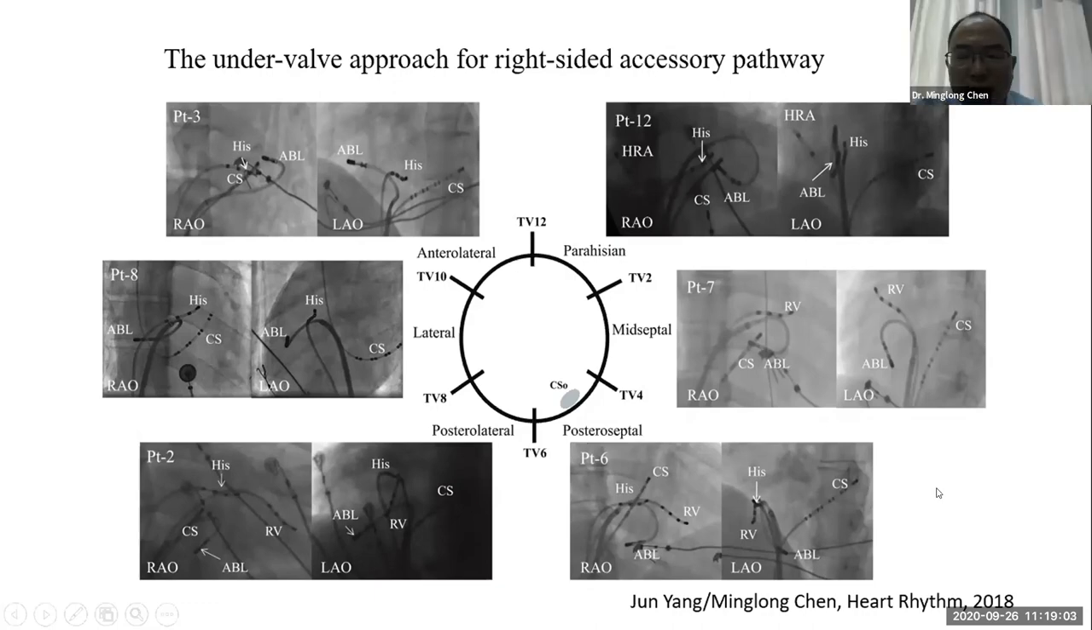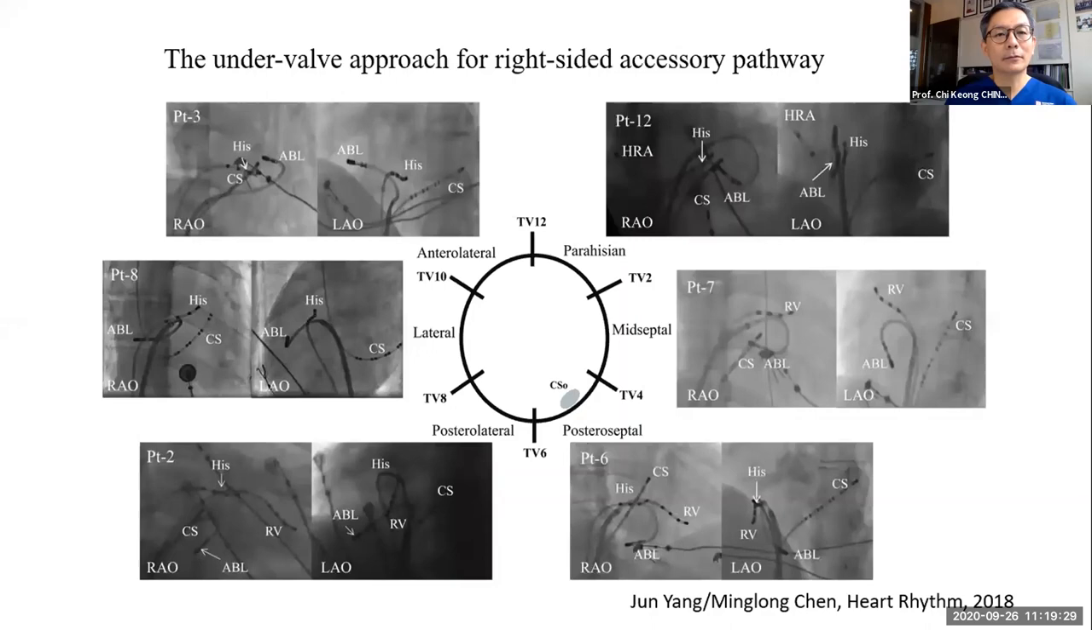So Dr. Chen, small question. When you train your fellow, do you introduce the transseptal approach to your fellow first or the retrograde approach first? I think that depends on the operator. I tend to go for retrograde because I have less preparation time than to prepare for a transseptal. But I think Dr. Paul would proceed to a transseptal, and the whole team, including the fellow, would do the transseptal and map accordingly. Okay, one last question.